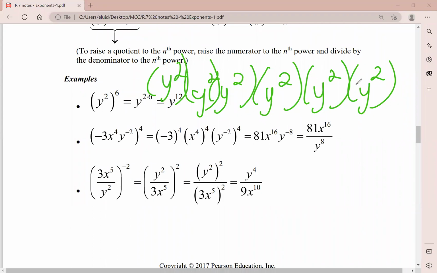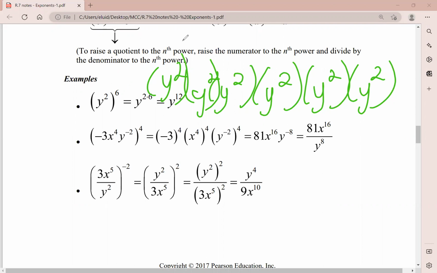I could even make this even more detailed, and in each of those parentheses I could write y times y, y times y, y times y. Basically, it's a way of writing out and proving to yourself that yes, in fact, there are 12 powers of y, not 8. So a common mistake here is to add the exponents, but we just learned with the power rule, what you want to do is multiply the exponents.